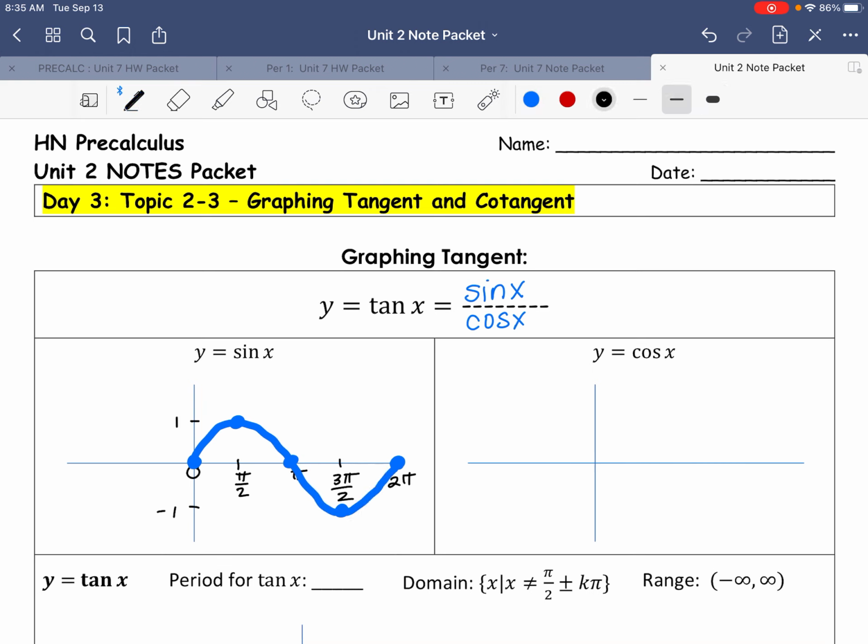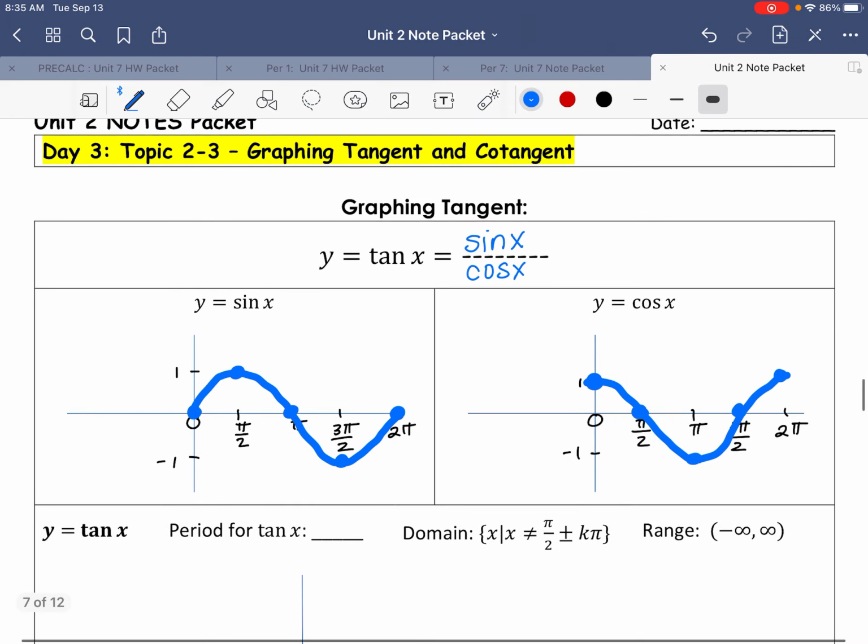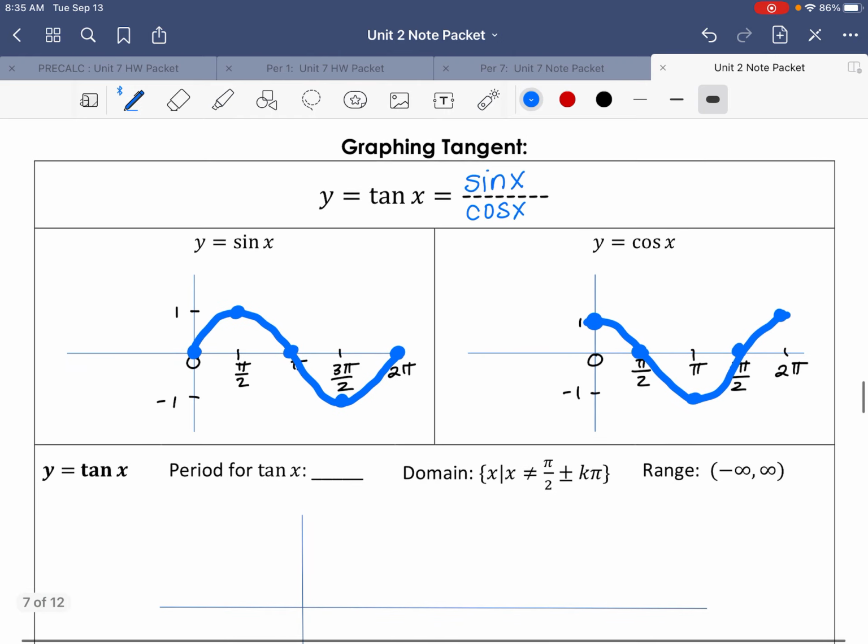A reminder about the cosine graph, pretty similar. Set up your x-axis. If you need to pause the video to fill this out, that's fine. This was a +1, -1. And remember, our cosine graph starts up at 1. So 1, 0, -1, 0, +1. So that was just a refresher of what our sine and our cosine graph looks like, because today we're going to be graphing the tangent.